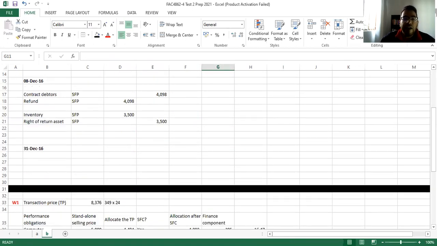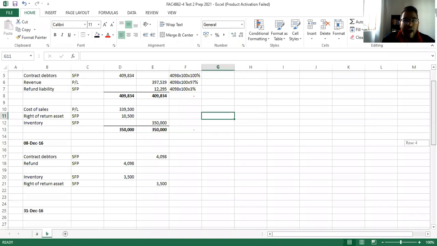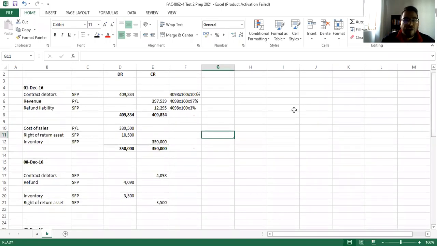Now remember, 1 person returned. The refund policy is now over. We don't accept any more returns. So there is no need to have any more the refund liability and the refund and the right of return asset. So now we're going to have to reverse that.